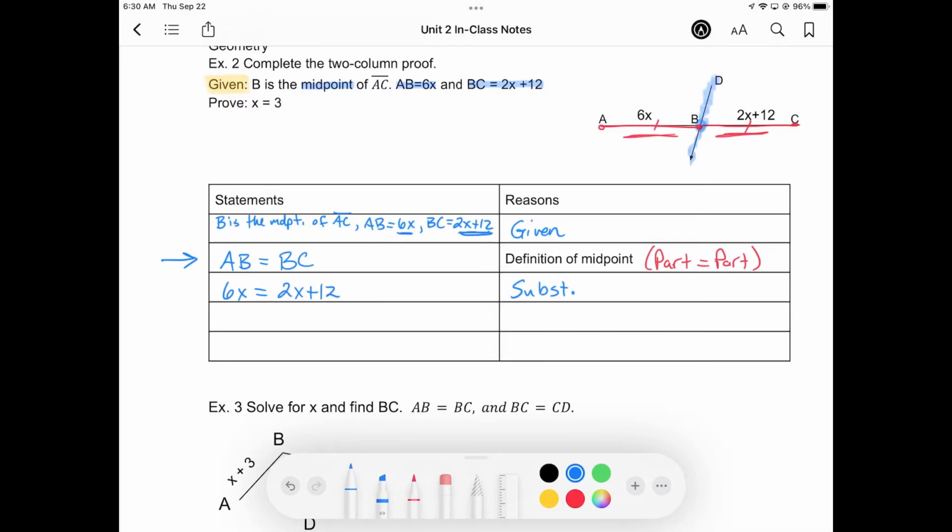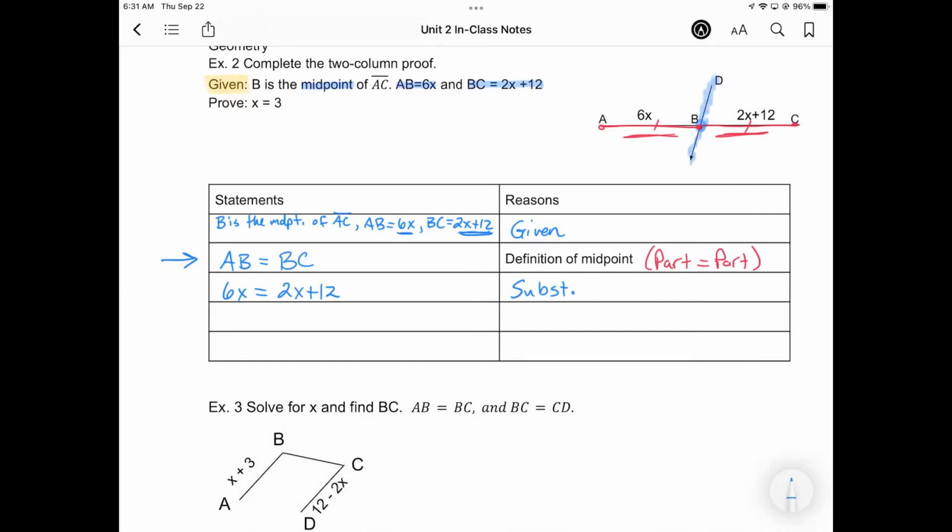All right, if you need more time, keep the video paused here, but otherwise these are the next steps that we should have. The next thing I'm going to do is subtract the 2x from both sides, giving me 4x equals 12. The reason should be subtraction property of equality. And finally, divide by 4 on both sides, and x does equal 3 because of the division property of equality.